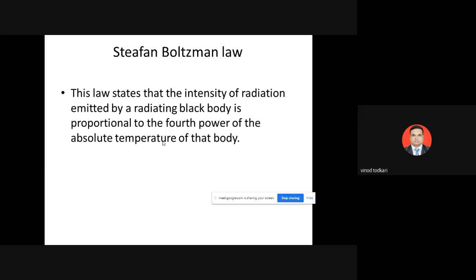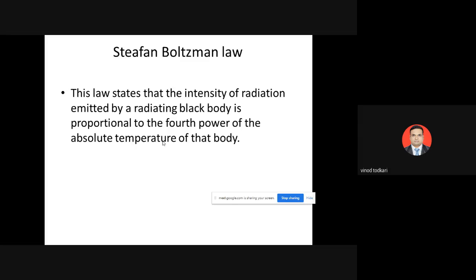Stefan Boltzmann's law states that the intensity of radiation emitted by a radiating black body is directly proportional to the fourth power of its absolute temperature. Now remember that this law is for a black body. In some of the exams this question may be there, that Stefan Boltzmann's law can be applied for. It is for a black body, but from that, by working out radiations emitted by a black body, we can also work out emissions radiated by a general body using the concept of emissivity.